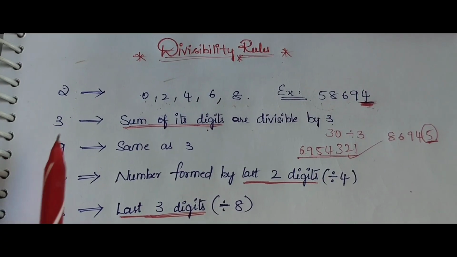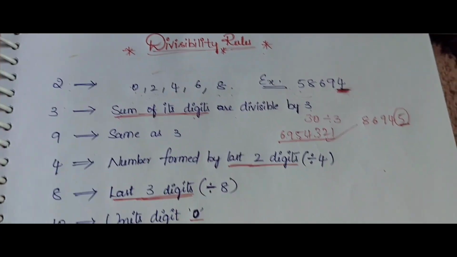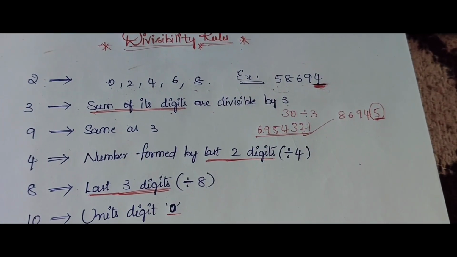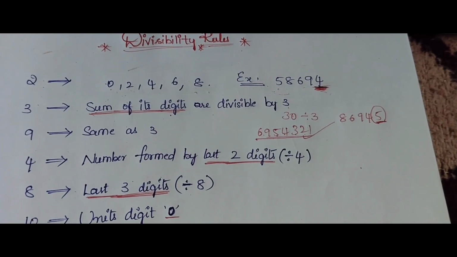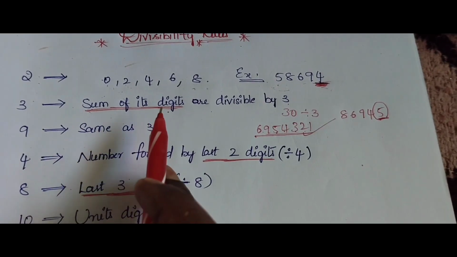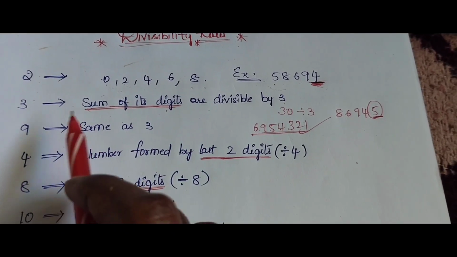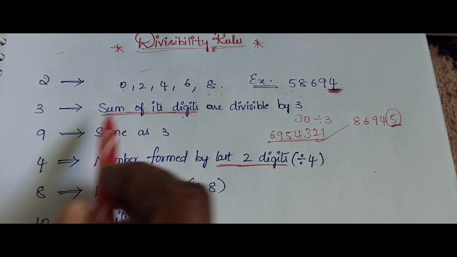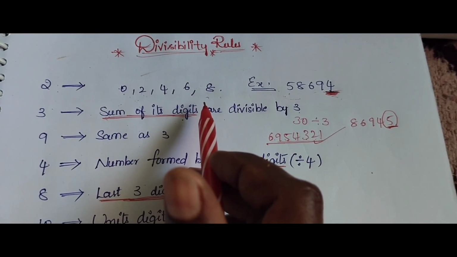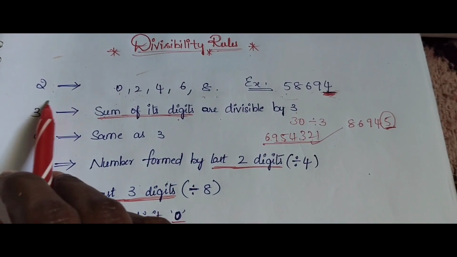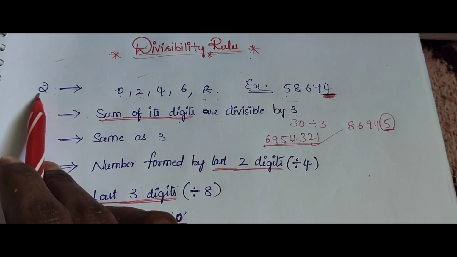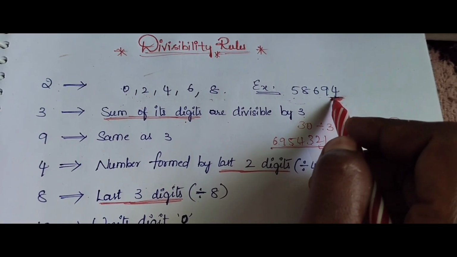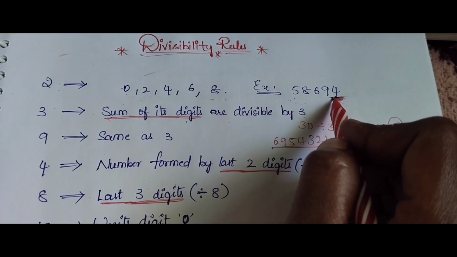First of all, the divisibility rule for 2. Any number is divisible by 2 if its unit digit is any of 0, 2, 4, 6, 8. If you observe clearly, 0, 2, 4, 6, 8 are all the even numbers. So all the even numbers are divisible by 2, or else, a number with the last digit 0, 2, 4, 6, 8 is divisible by 2.